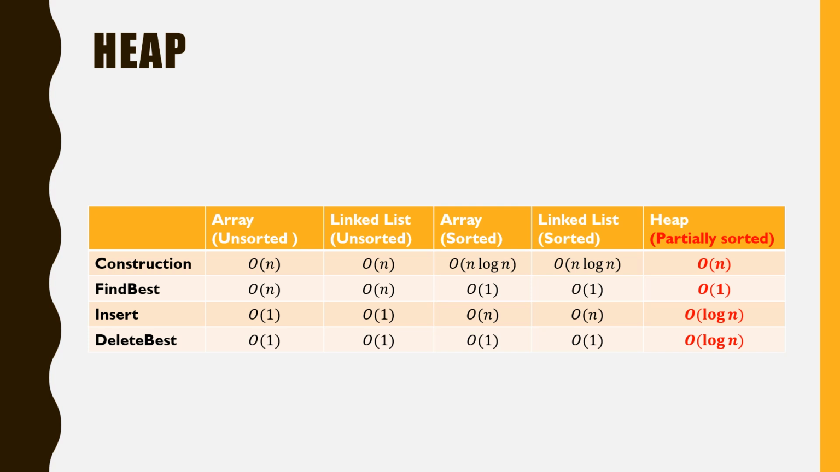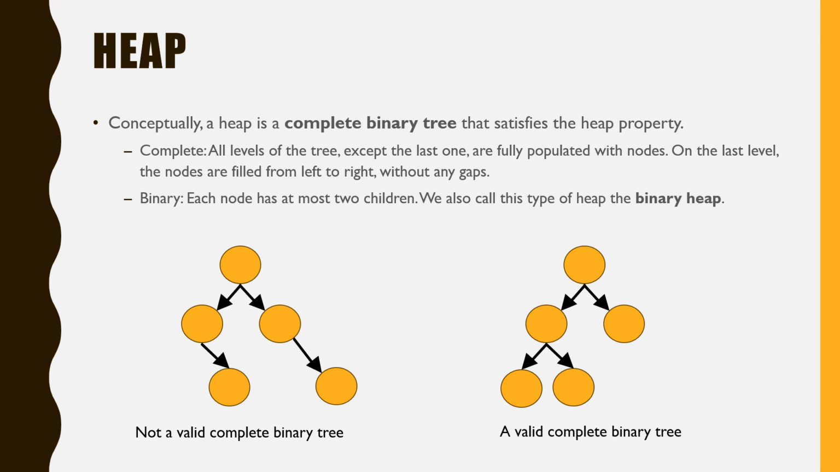Note that the construction operation is only performed once throughout the entire life cycle of the data structures. Hence, its efficiency is less important compared to the other find best, insert, and delete best operations. Nevertheless, heap still offers the best time complexity O(n) among all the other competitors. Now, let's explore the details of the heap data structure.